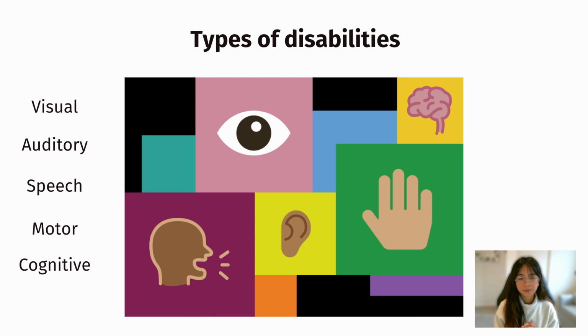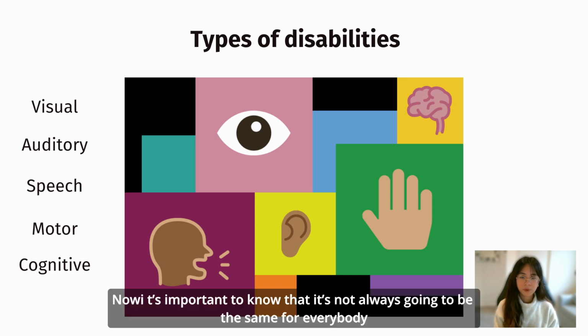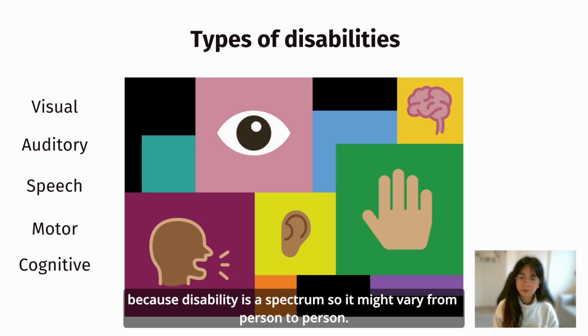disabilities first. This can include people who have poor vision, who might be colorblind or fully blind. Now, it's important to know that it's not always going to be the same for everybody because disability is a spectrum, so it might vary from person to person.